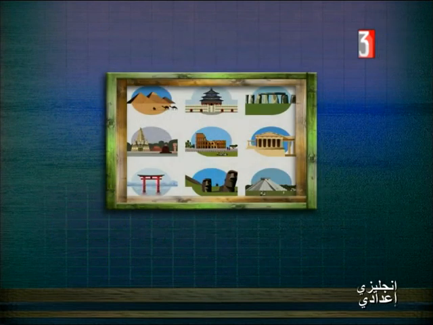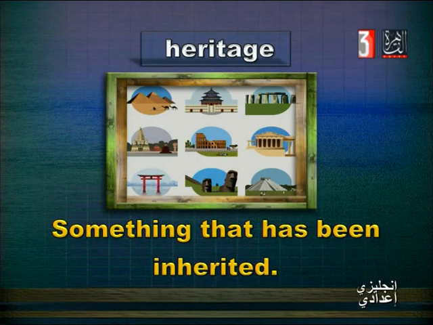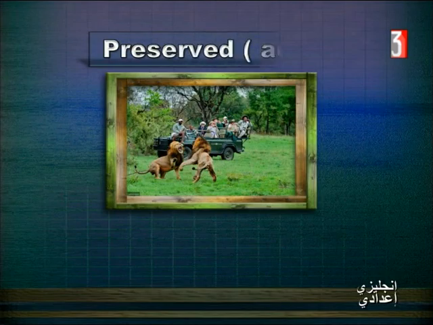So we have here heritage. Heritage يعني تراث. Tourist attractions like the pyramids, like the Sphinx, like museums, all these are heritage. Something that has been inherited, شيء موروث.